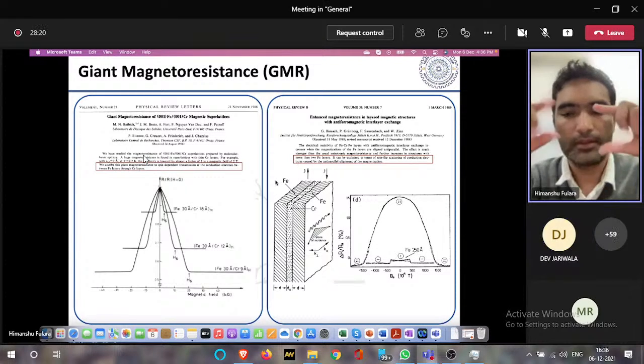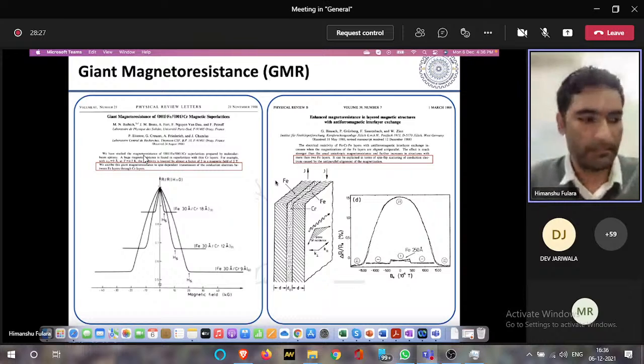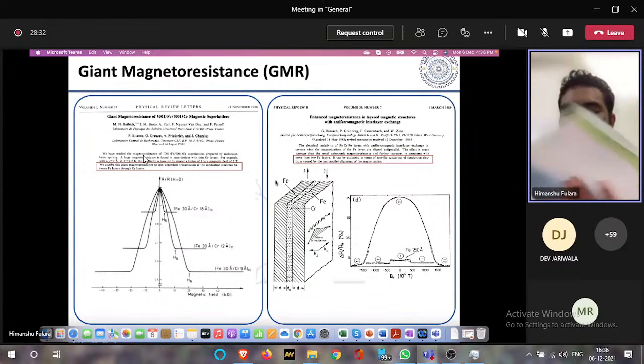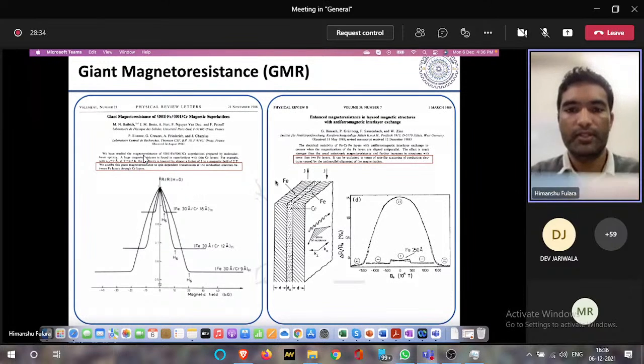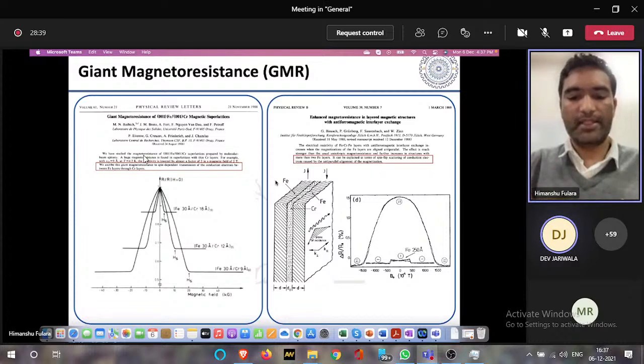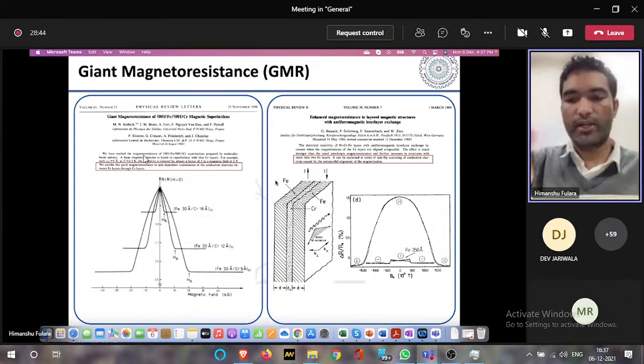Yes, sir. So if you're asking how this experiment is done, you have a layer. Let's say this is your layer. It's basically a nanometer-size film. What you do is make contacts on this layer: one contact here, another contact here, so you make 4 contacts. We call this a 4-probe geometry.